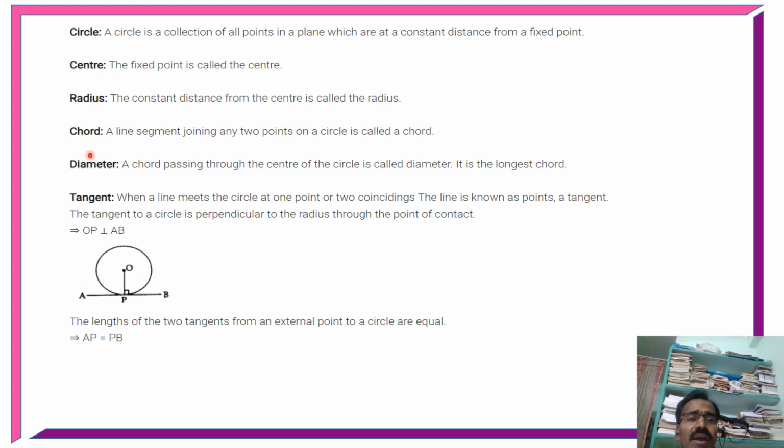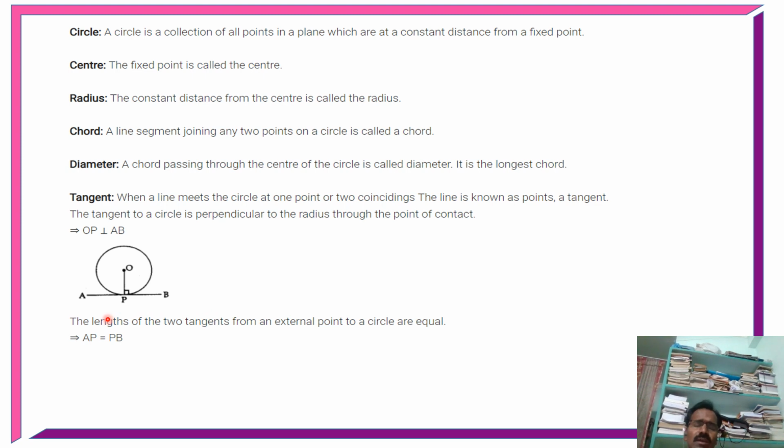So we can define the diameter, as we discussed, as the longest chord of the circle, which is 2 times the radius. And tangent: when a line meets a circle at only one point, or two coincident points, that line is known as the tangent. The tangent of a circle is perpendicular to the radius through the point of contact.